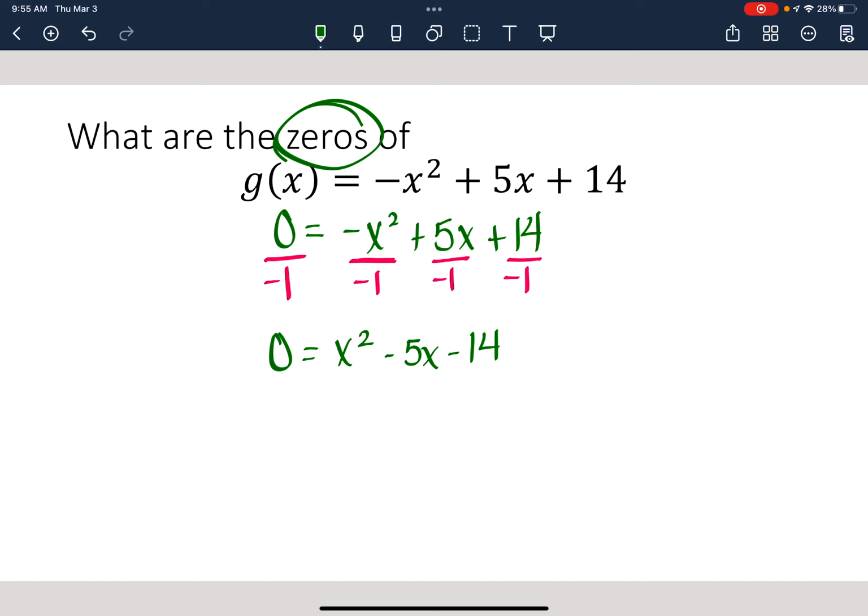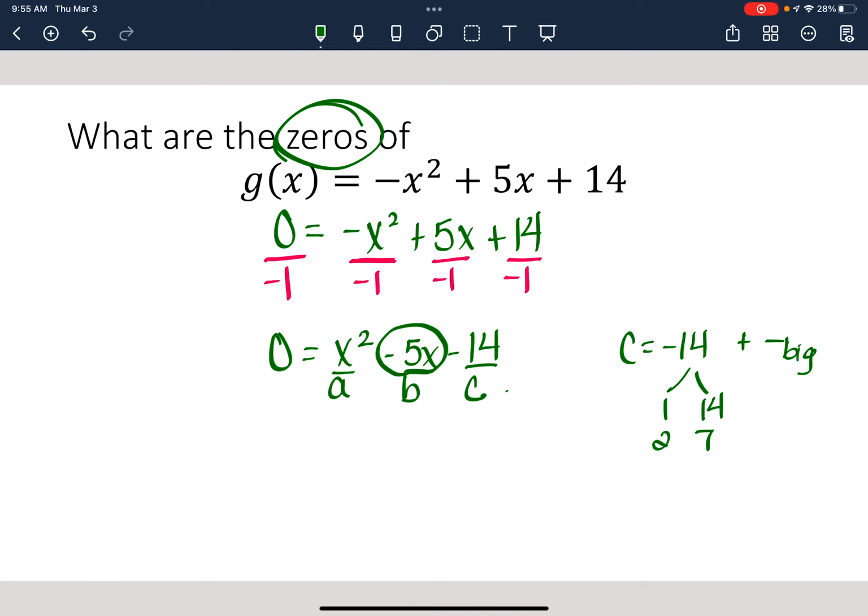So now I'm going to factor this. So this is A, this is B, and this is C. So I have C equals negative 14. So since C is negative, I need a positive and a negative factor. B is negative, so that means my bigger factor is going to be negative. So let's list out the factors of 14 and make the bigger factor negative. So when I add these up, here I get negative 13, and then here I get negative 5.